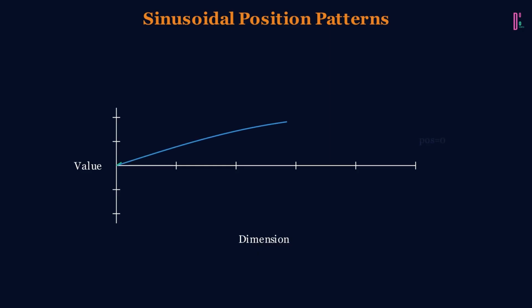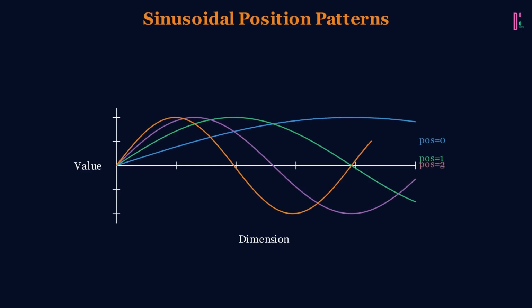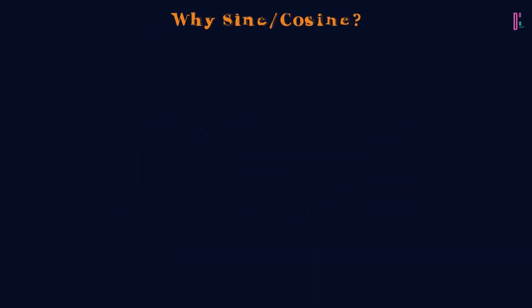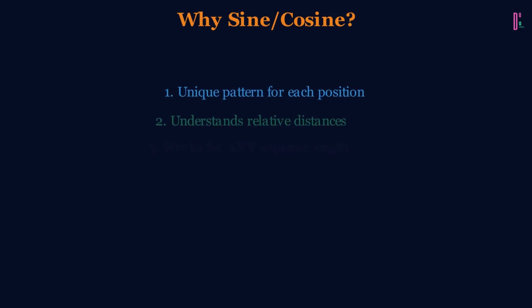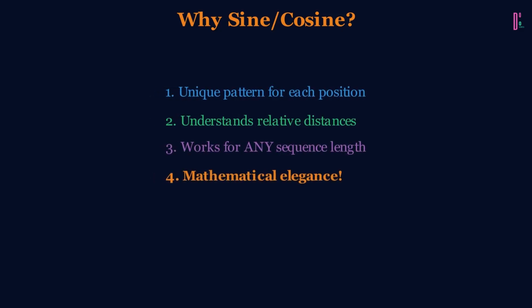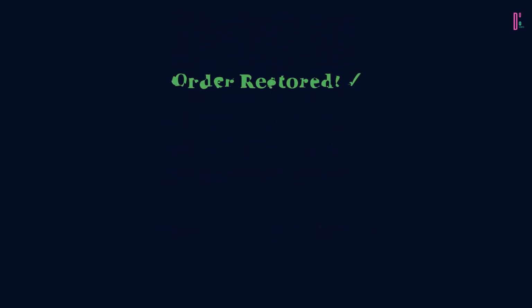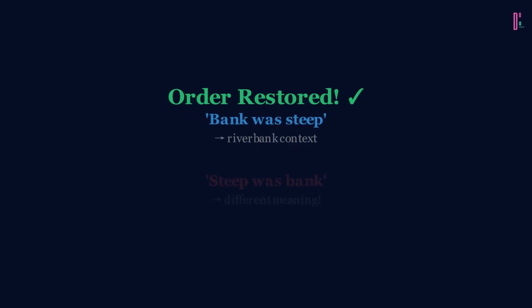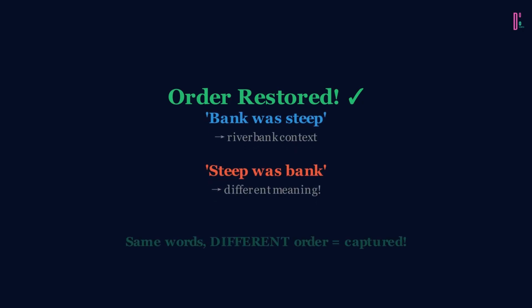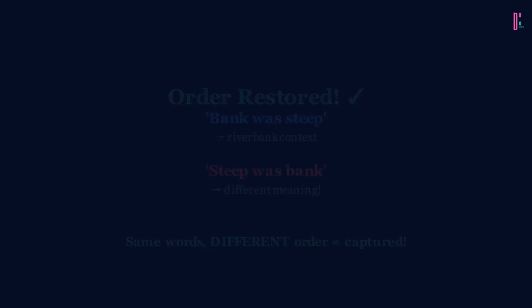The clever part? These patterns are sinusoidal waves, sine and cosine functions at different frequencies. Why? Because sine and cosine have mathematical properties that help the model understand relative positions. 5 words apart has a consistent relationship regardless of absolute position. Now attention can distinguish "bank was steep" versus "steep was bank." Same words, different meaning, all thanks to positional encoding. Order restored. Let's see the complete transformer.